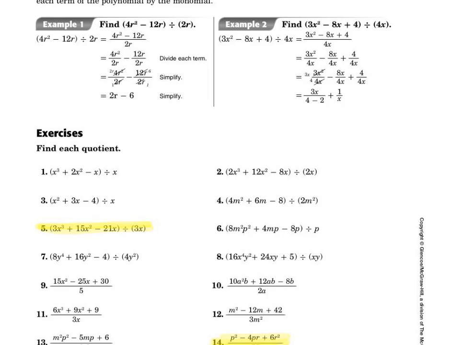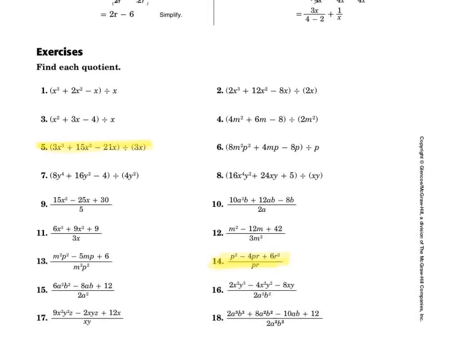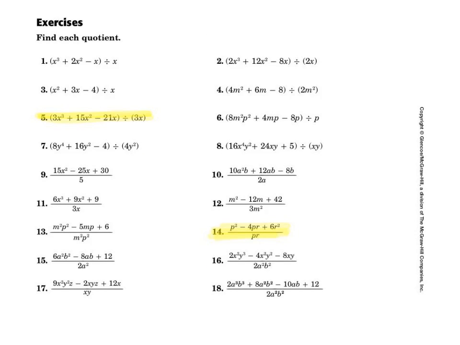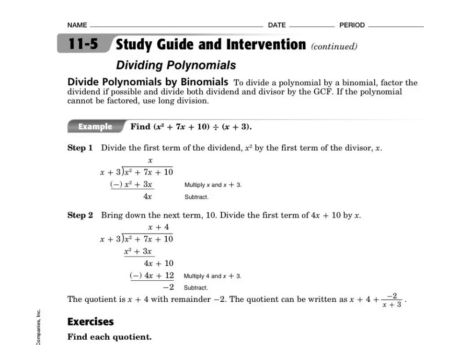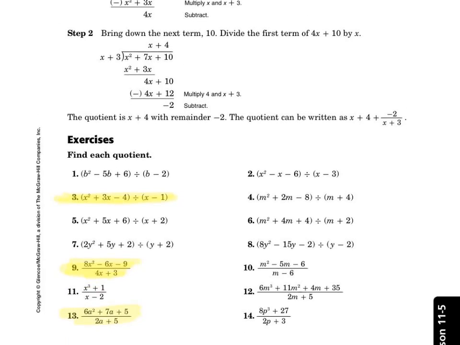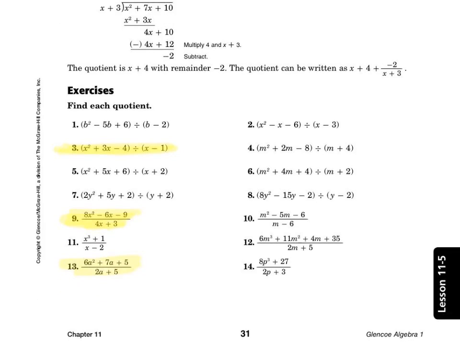Okay, practice a little bit independently. You're going to divide by a monomial, number 5 and number 14. Dividing by a monomial, remember you have to divide every term by the monomial. And then you're going to be finding each quotient either using factoring or long division. So do number 3, number 9, and number 13.